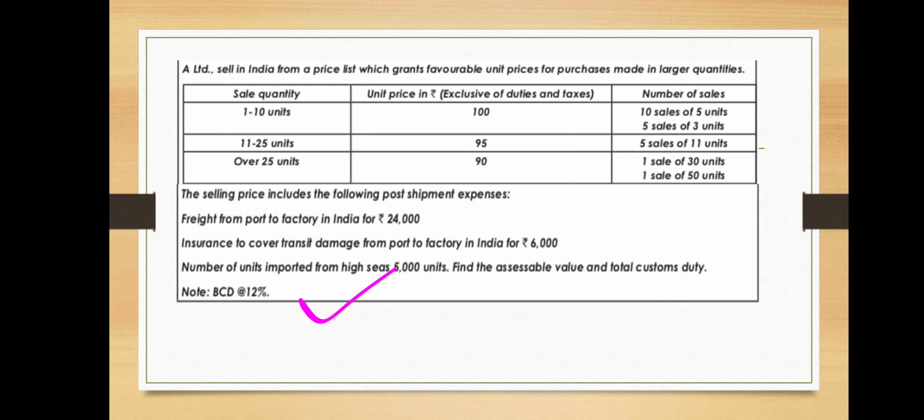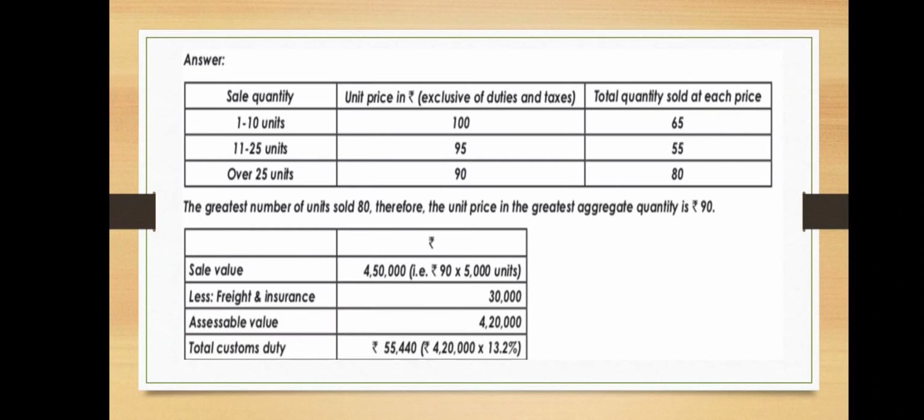Okay, so first thing, we need to take the different categories. The sales quantity they have given: 1 to 10 units, the unit price given in the problem is 100. For 11 to 25 units, 95 is the unit price in rupees. Over 25 units, the unit price is 90. So how much will be the total quantity? See here 65, 55, 80.